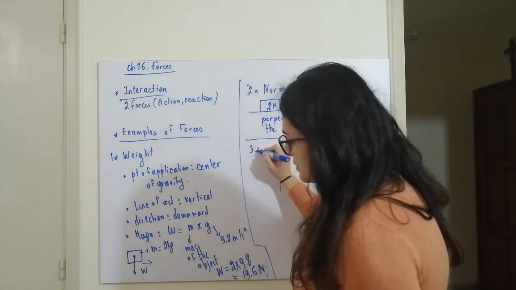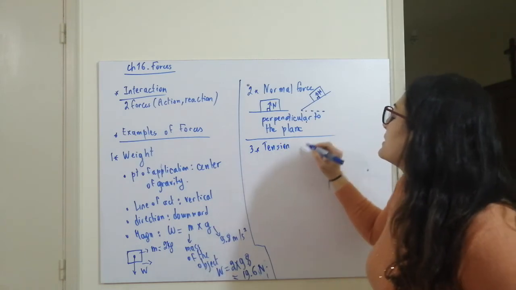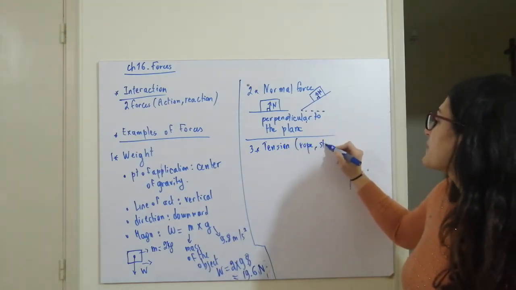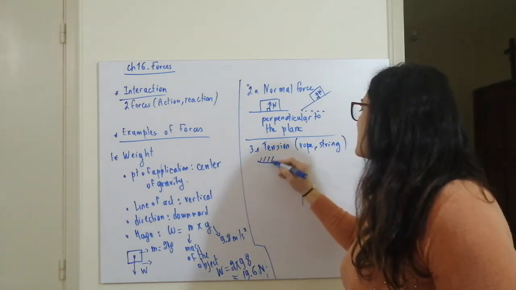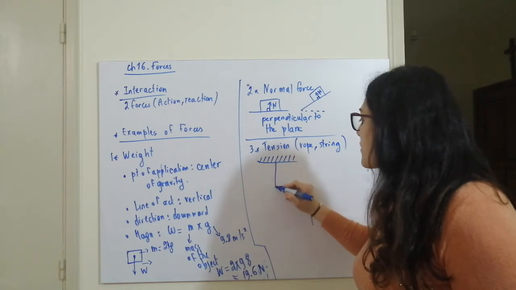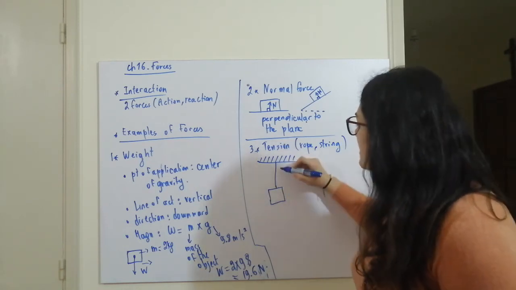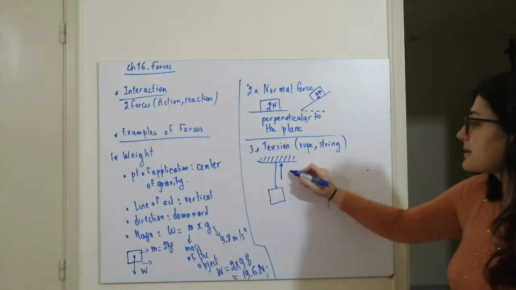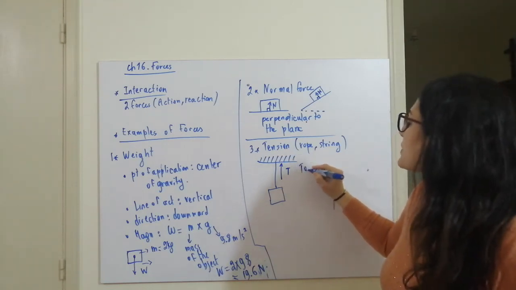The third force you should know is the tension. When I say tension, I have a rope, a string. Let's say this is a rope holding an object. The tension is this force like this. It's going towards the fixed point.